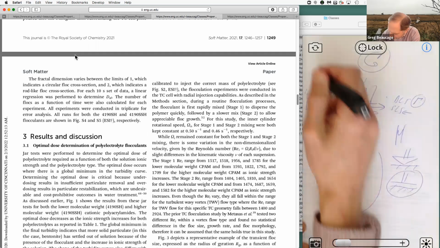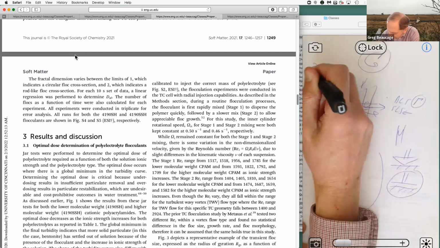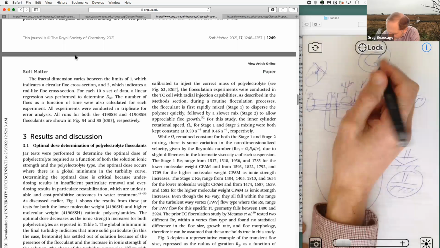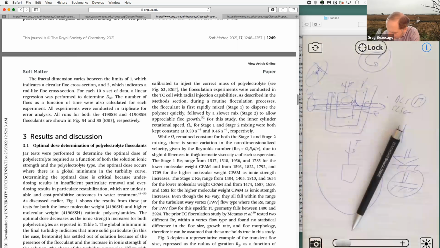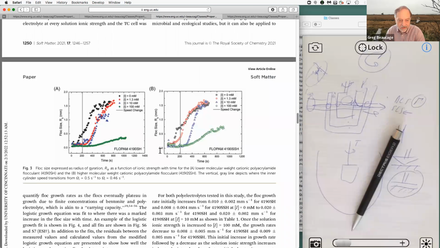So they have to have a collision somehow. You have the anionic and the cationic, and they have to collide in order to flock, in order to bond with each other. So you need the stirring. So this is a kinetic study of that kind of thing going on, like versus time, how the flocs grow.